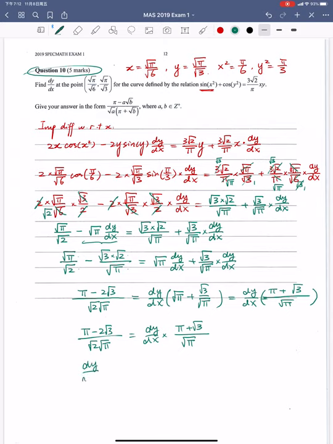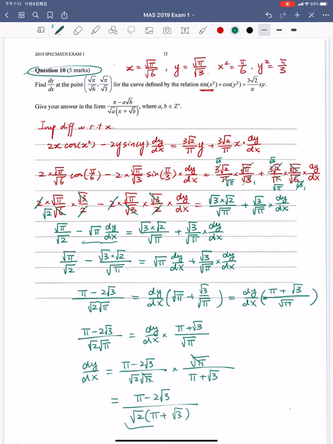So dy dx will be pi minus 2 root 3 over root 2 root pi times root pi over pi plus root 3. And these two will get away. So it's pi minus 2 root 3 over root 2 pi plus root 3. Let's compare this one with the given form. Very good. So a will be 2 and b will be 3. And we finished. All right.